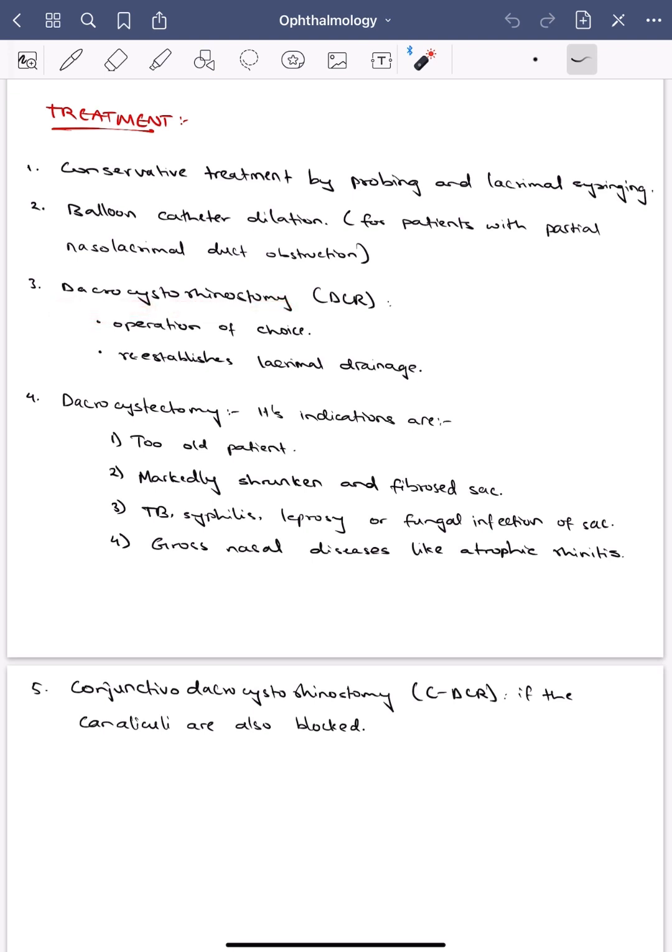And fourth is dacryocystectomy or DCT. Now its indications are important. So this is a commonly asked maybe 1 mark question, or if chronic dacryocystitis is your essay question, this can be asked as a sub question. What are the indications for dacryocystectomy?